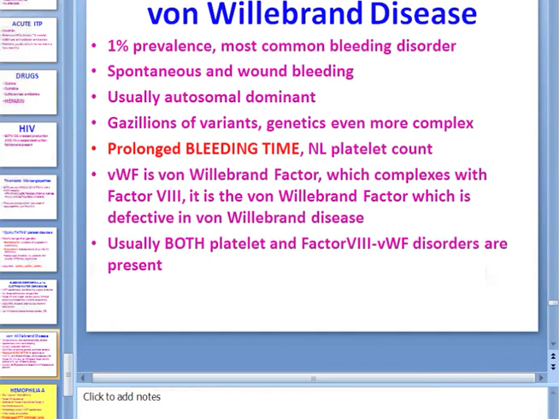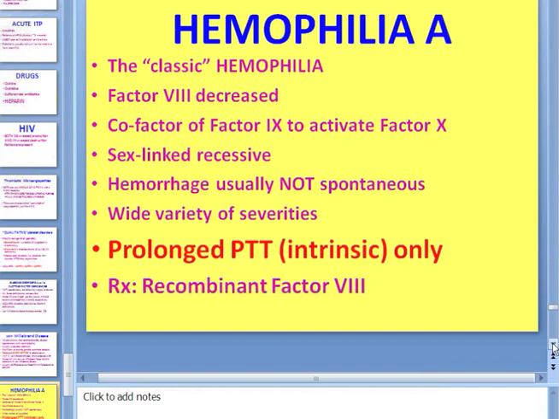So what is von Willebrand factor? It is a protein. It complexes with factor 8 in a tether called the von Willebrand complex. And if you have a defective von Willebrand factor, it won't let factor 8 work properly. And also in von Willebrand's disease, there are usually platelet disorders as well. So you have to remember, not only is factor 8 not going to be working because it can't complex with von Willebrand factor, but very often there's an associated platelet problem as well. Okay, so much for von Willebrand's.